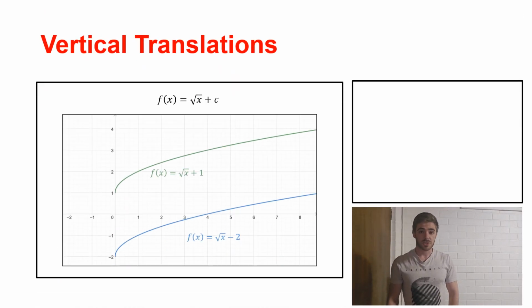Vertical translations are determined by the c term. If you have plus c, then you're shifting up by c. In this example here, we have the graph of square root x plus 1, hence we're shifting up by 1. If you have minus c, then you're shifting down by c. In this example, we have square root of x minus 2, hence we're shifting down by 2.